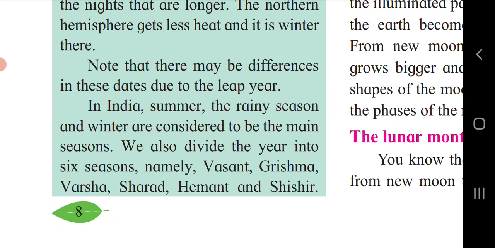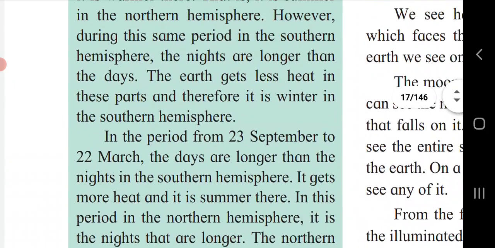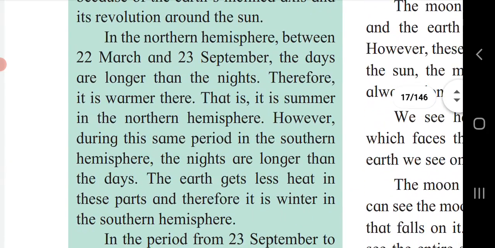See here, a concept they had given: the changing time span of the day and night. How the day and night changes due to the revolution of the earth and also due to the inclined axis of the earth. There is a change in the time span of daytime and night time. In the northern hemisphere, between 22nd March and 23rd September, the days are long and the nights are short.